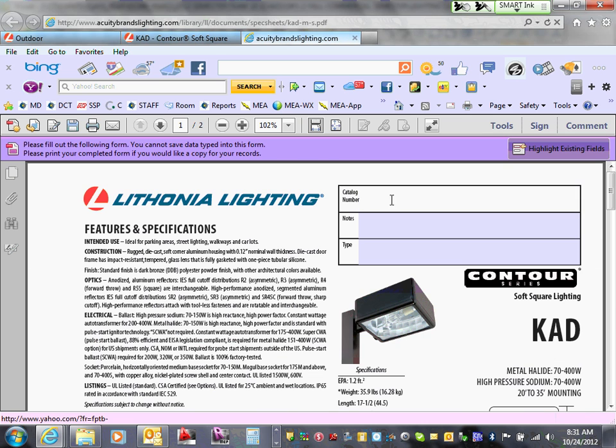By the way, I want you to write the catalog number for this fixture for me when you give it to me at the end. These are cut sheets. That's how you cut sheet this. Can you see it allows you to type here? You put your catalog number right here, then you put notes, and then the type of the fixture is type D. Then you print it, you PDF it.